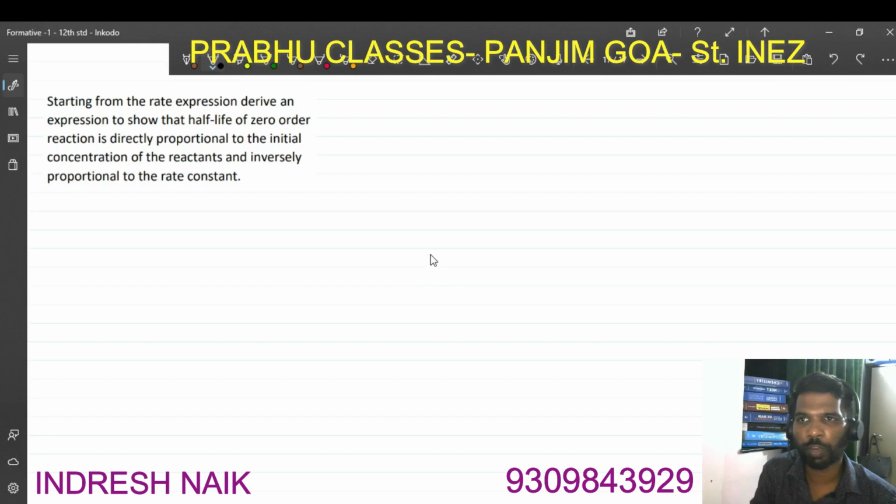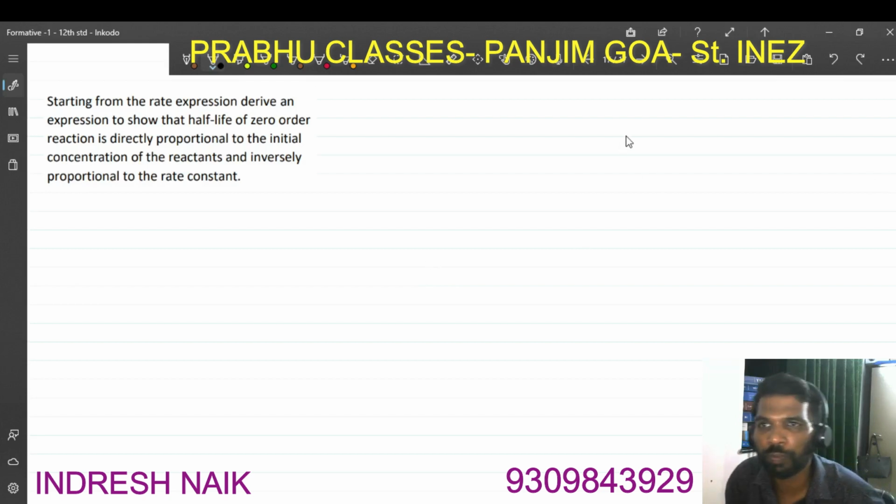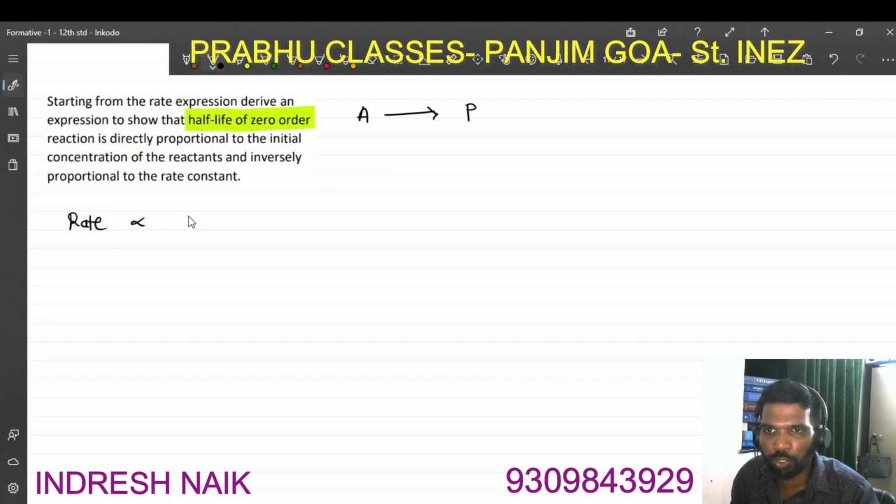So here, the question asked is: starting from the rate law expression, derive an expression to show that the half-life of a zero-order reaction is directly proportional to the initial concentration of the reactant and inversely proportional to the rate constant of the reaction. So starting from the rate law expression, let's consider a reactant A getting converted to product P. Okay, so how will I write it? Rate is directly proportional to the concentration of A, and since it is zero order, I write zero. So rate is equal to K, since I am removing the proportionality constant, I am putting equal to K, A raised to 0.